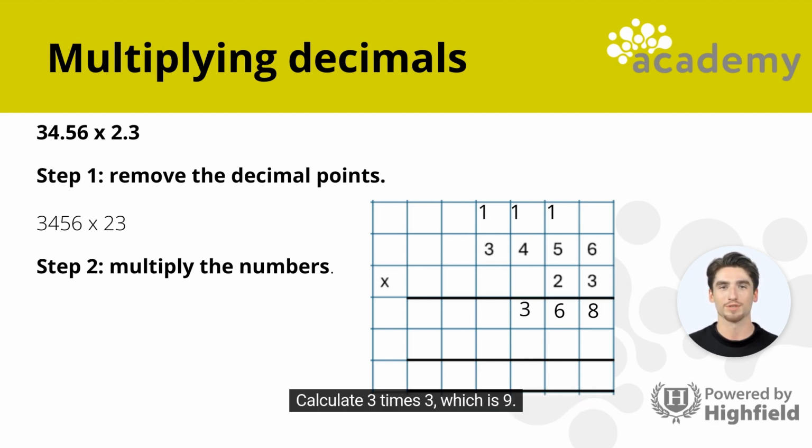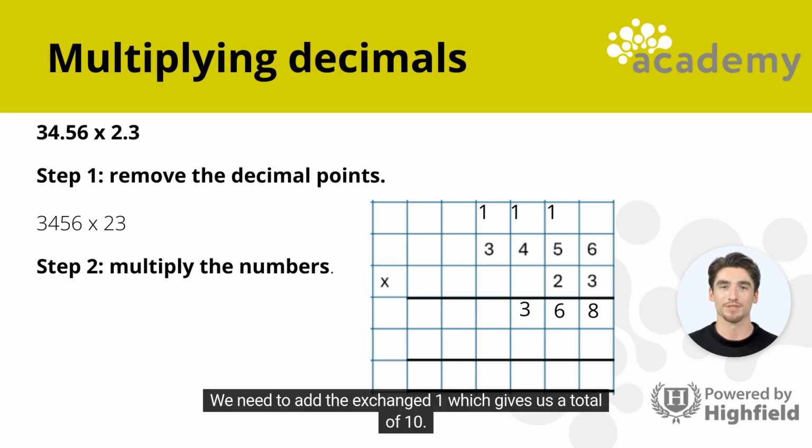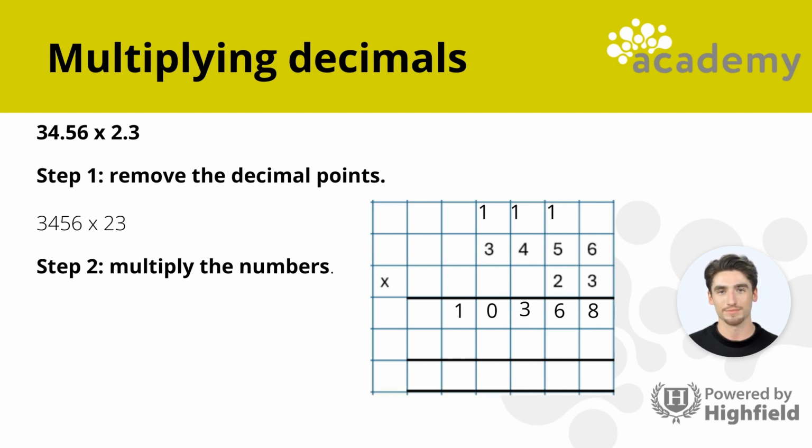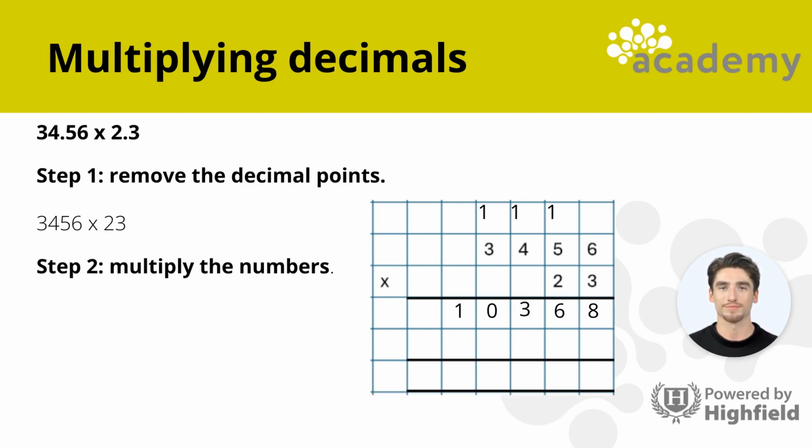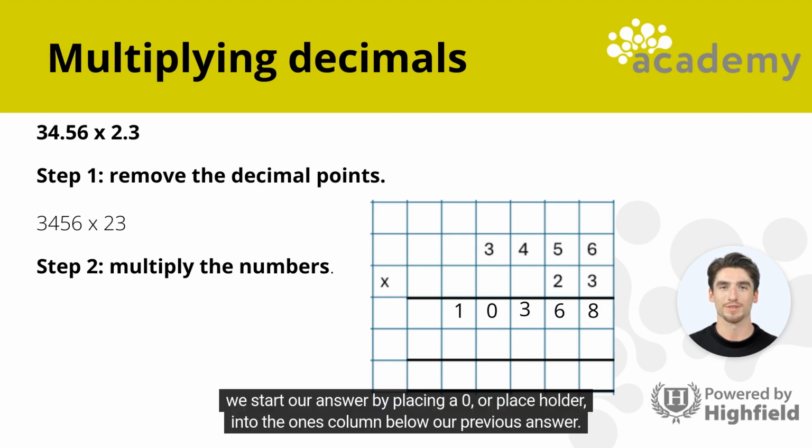Calculate 3 times 3, which is 9. We need to add the exchanged 1, which gives us a total of 10. Now we can move on to multiply by the 2. However, we need to remember that the 2 is in the tens column and is actually worth 20. Therefore, we start our answer by placing a 0 or placeholder into the ones column below our previous answer.